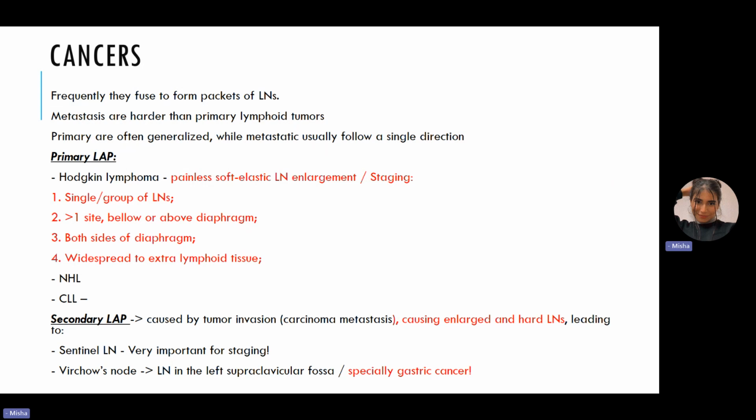Furthermore, another node that I would really suggest you know is Virchow's node, and these are basically lymph nodes that are present in the left supraclavicular fossa, which is basically the area above the left clavicle, and it takes its supply from the lymph vessels in the abdominal cavity. So it's taking the supply from the abdominal cavity, because of which it is very important for gastric cancers as well. Okay. So that's basically everything you need to know for this question.